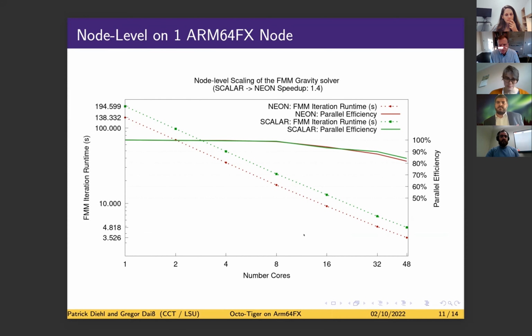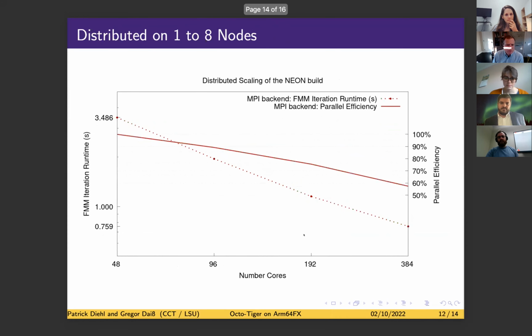Then on the next slide, we will also take a look at scaling the same scenario up to a couple more nodes. So now we are going from 1 node up to 8 nodes, so basically almost 400 CPU cores. As we can see here, the runtime is now dropping below 1 second when we are using the maximum core count. So we are basically running in 0.75 seconds.